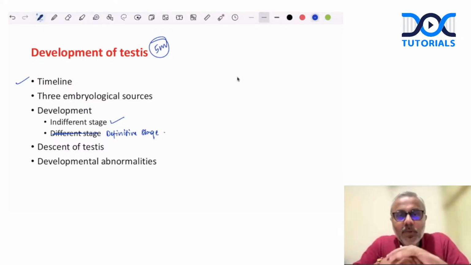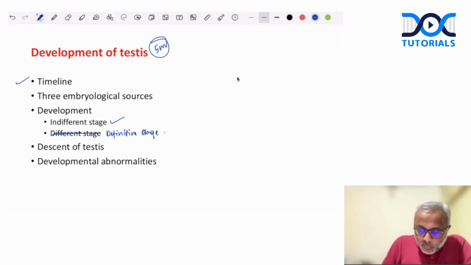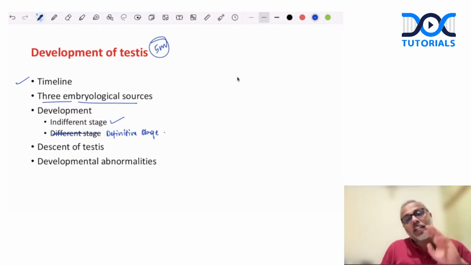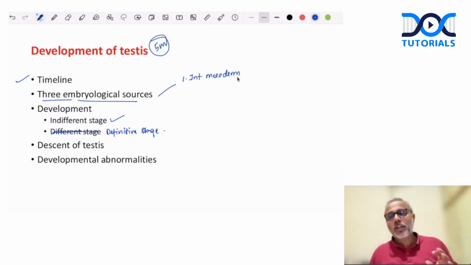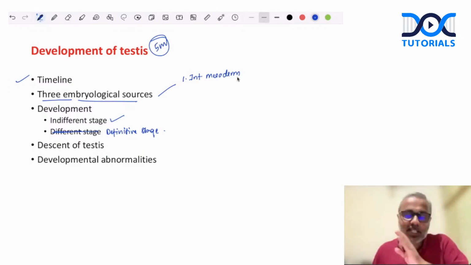Where we need to discuss the development of the testis or the ovary in particular, right? So first thing before we talk about development is, what are the three embryological sources from which testis develops? For example, the development of the testis, one comes from the intermediate mesoderm. As we know, the intermediate mesoderm is responsible for giving rise to the entire urogenital system.